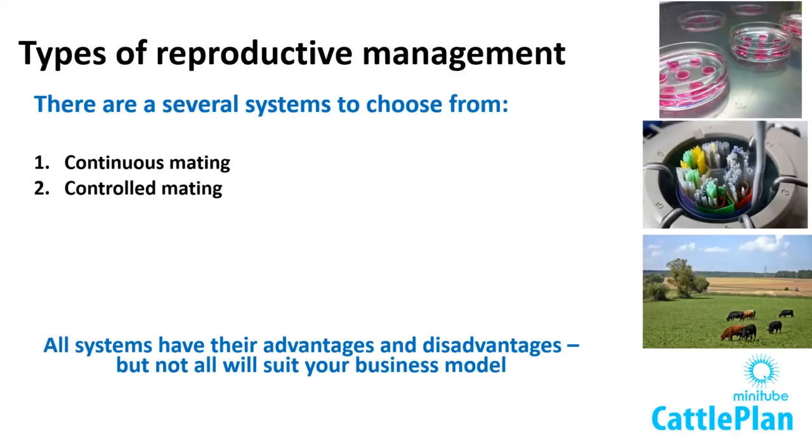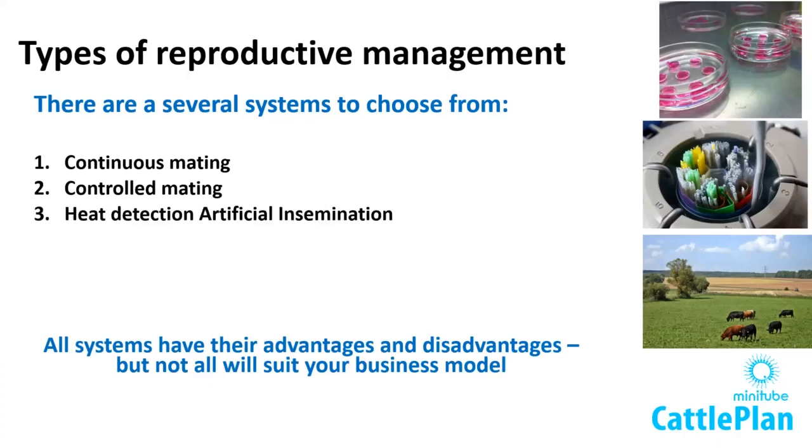Then we look at controlled mating. Controlled mating is when you move that joining time frame into a set window. A lot of farms usually work anywhere between a 6-week window or a 3-month window. That's pretty standard for a controlled mating herd.